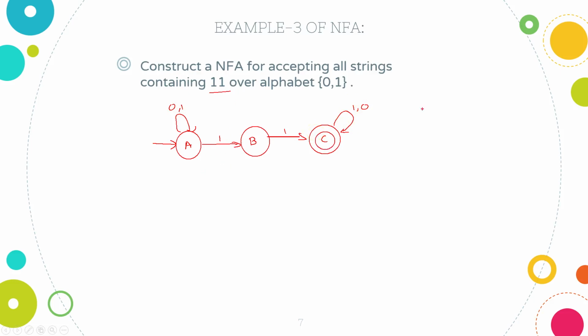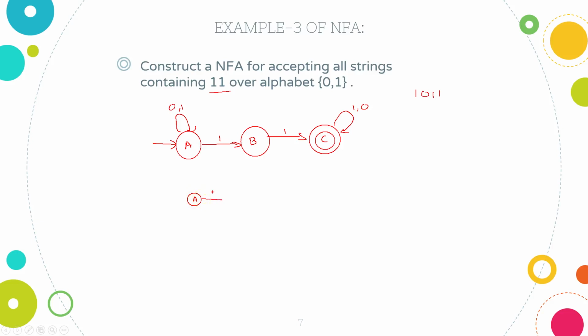So let's try an example. Let's say we want to accept a string like 1, 0, 1, 1. Will this string be accepted? Because it contains 1, 1, right? So let's see. Let's say we are in state A.